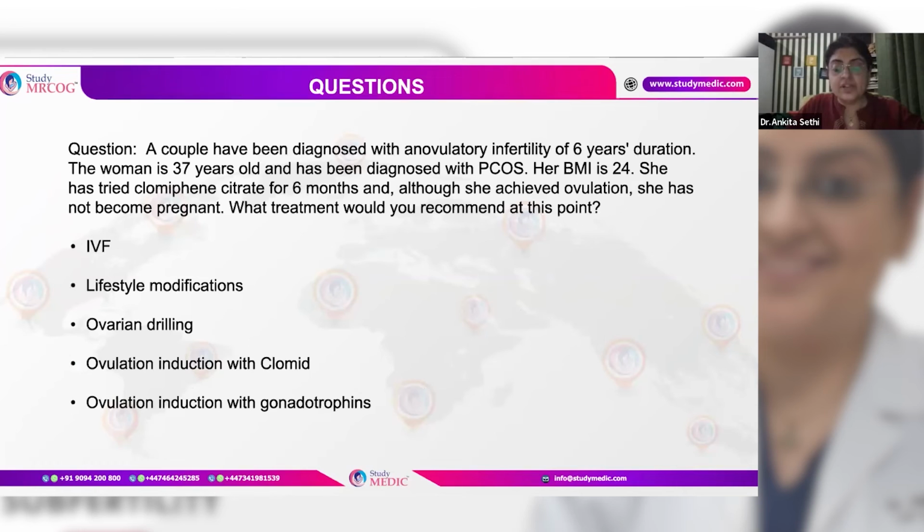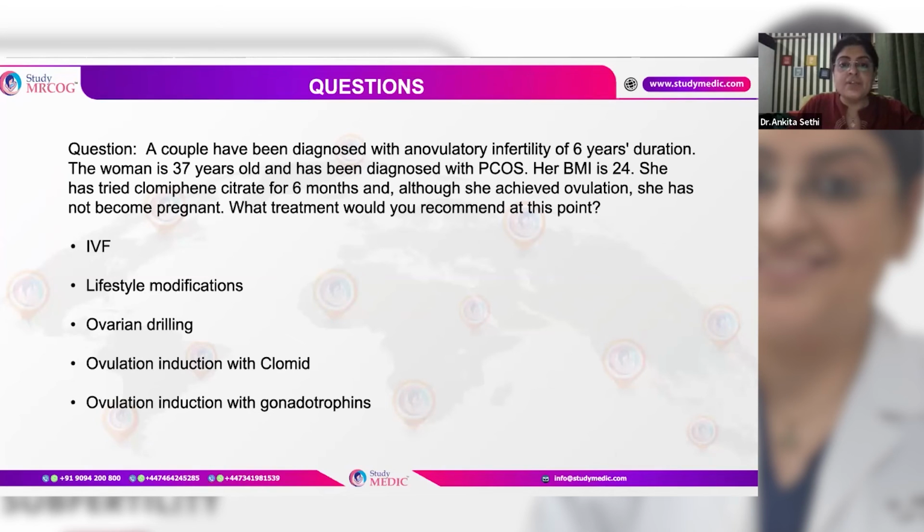So far we covered the basis of anovulatory infertility. What is PCOS? What is the classification? How do you diagnose PCOS? How do they present? And then coming to the treatment options from lifestyle modification to ovulation induction, gonadotropins, and even ovarian drilling. And how gonadotropin-induced stimulation, either in the form of ovulation induction or IVF, can lead to OHSS, and what are the signs and symptoms of OHSS, and what is the management of OHSS. Now coming to a few questions.